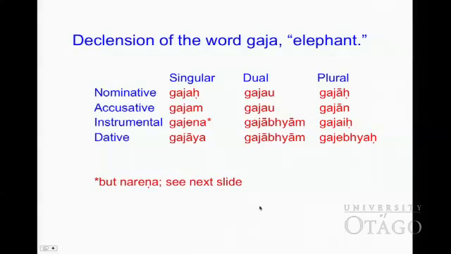Now let's see the whole declension of the word kaca, elephant. Nominative, subject; accusative, object; instrumental, with or by; dative, for or to. Kacaḥ, kacau, kacāḥ; kacam, kacau, kacān; kacena, kacābhyām, kacaiḥ; kacāya, kacābhyām, kacebhyaḥ.